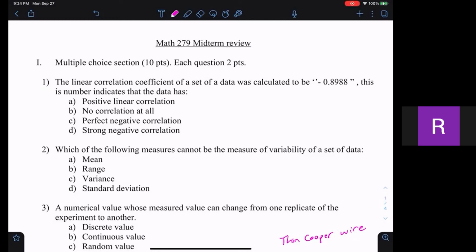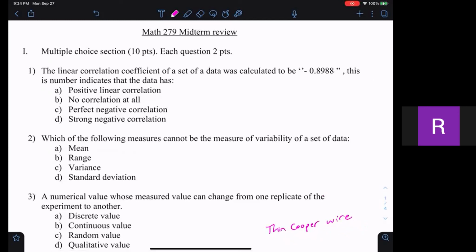The linear correlation coefficient of a set of data was calculated to be negative 0.8988. This number indicates that the data has positive linear correlation, no correlation at all, perfect negative correlation, or strong negative correlation.